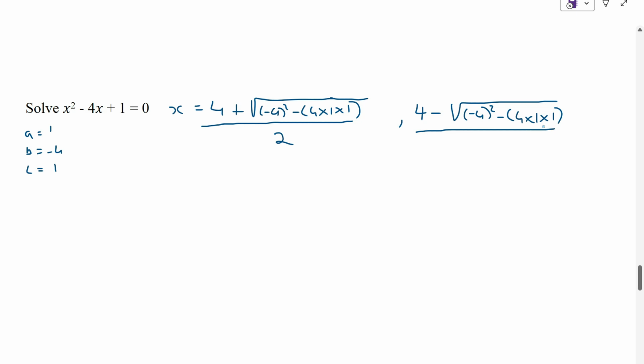And again, in our calculator, we just need to enter one of these equations, and then when we want the second value, we just change the plus to a minus. Okay, so it won't take too long. Now let's input this into our calculator.